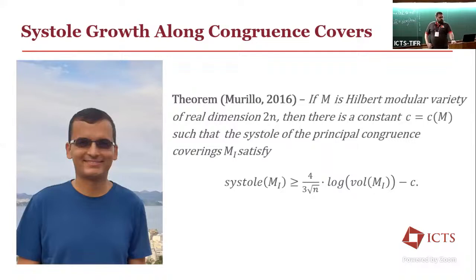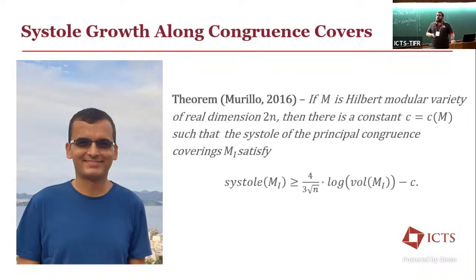So in 2016, I think this is one of the results from his PhD thesis. You could ask him yourself. I think he's one of the speakers later this week, Plinio Murillo. He proved if M is a Hilbert modular variety of dimension 2n, then the systoles of principal congruence coverings satisfied that they're bigger than 4/3√n log of the volume.